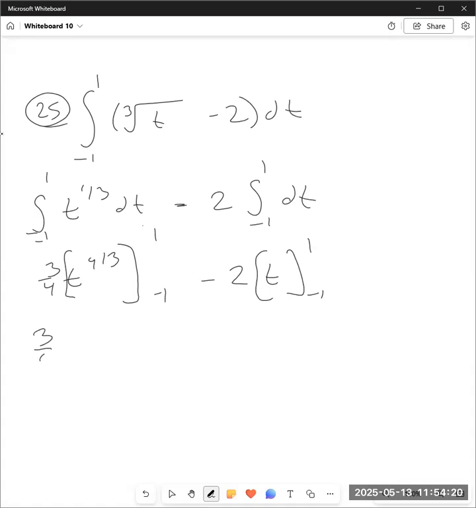So this is 3/4 of t to the 4/3. Cube root of 1 is 1. 1 raised to the 4th is 1. Minus cube root of -1 is -1. -1 raised to the 4th is 1. Minus 2 times 1 minus a -1 will be +1. So all of this is 0. And then this is minus 2 times 2. That's a -4.